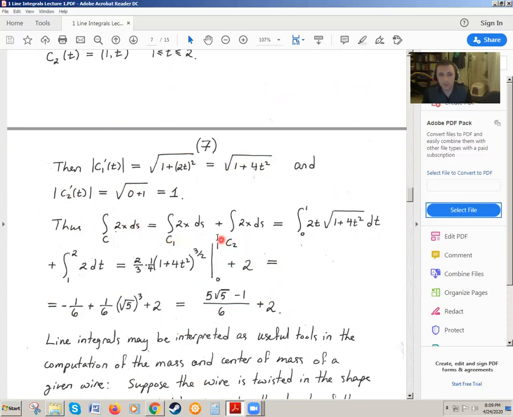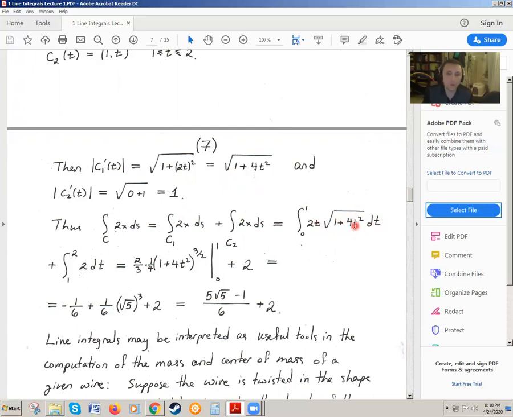So the integral over C of 2x ds is the integral over the curve C1 plus the integral over the curve C2. Now I just need to describe it in terms of my parameterization. In the first case, t goes from 0 to 1, and x is equal to t. So it will be 2 times t times the factor, the magnitude of C1 prime, which is the square root of 1 plus 4t squared.